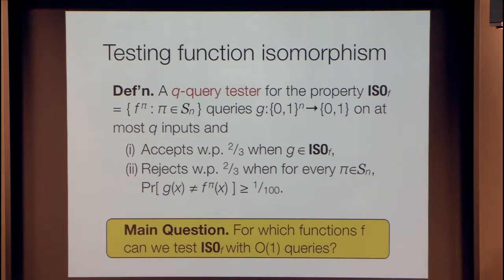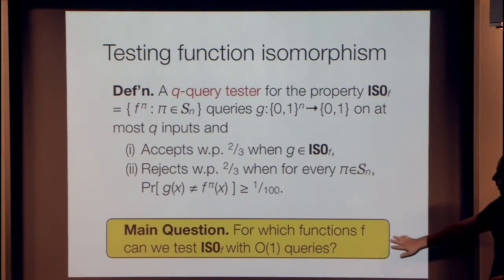If I want to write this definition in words, the exact same problem that I stated here, I'm going to say we define a tester that makes Q queries to be some randomized algorithm that has access to some function g, and it knows some function f, and in particular, it knows the list of all the functions that are isomorphic to f. And it just has to distinguish with high probability between the cases when g is actually isomorphic to f, or when g is far from all the functions that are isomorphic to f. And the main question, the question I really like, is can you tell me for which functions I can test isomorphism with a constant number of queries, a number of queries that does not depend on n?